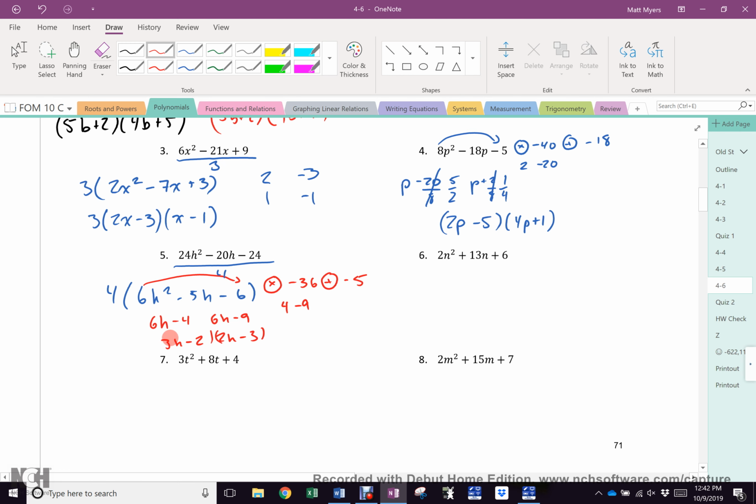Now, is 3 times 2, 6? Yes. Is 2 times 3, 6? No. Negative 2 and negative 3. And what was left out at the front that I can't forget about? The 4 from the very beginning.